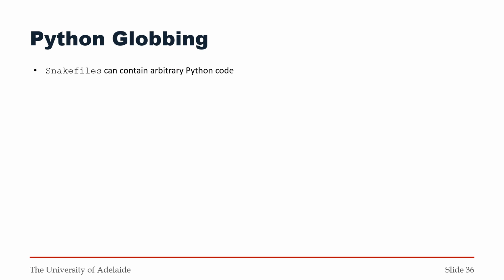One thing I haven't mentioned is that Snakemake is Python based, and Snakefiles can contain any sort of arbitrary Python code. I'm not a Python person, I'm more of a Perl person, so Python doesn't come naturally, but you can include code in there, functions and things.